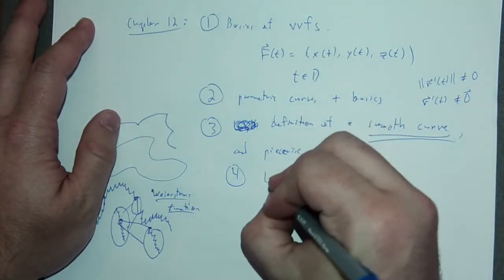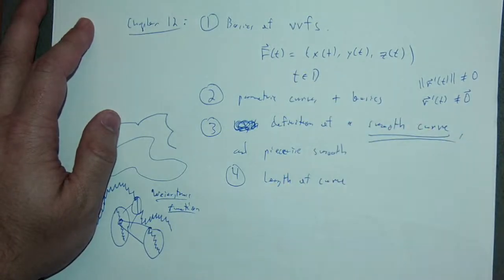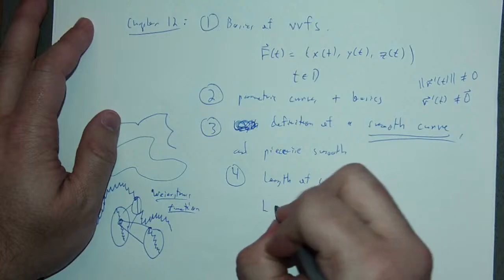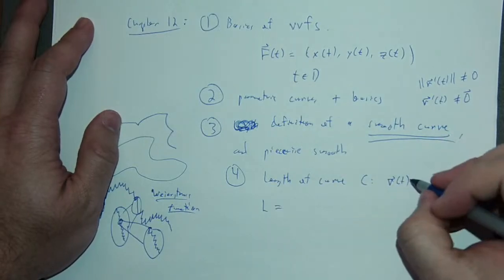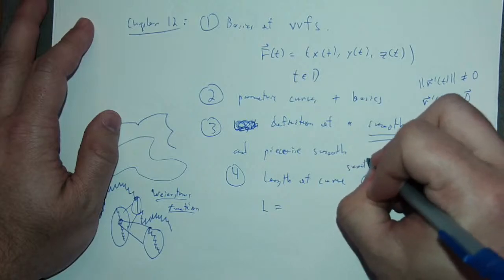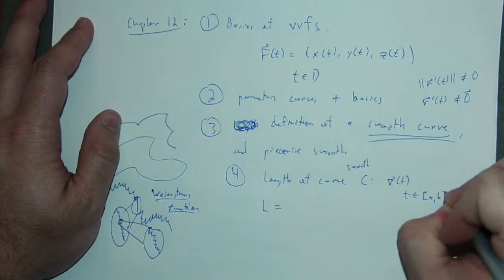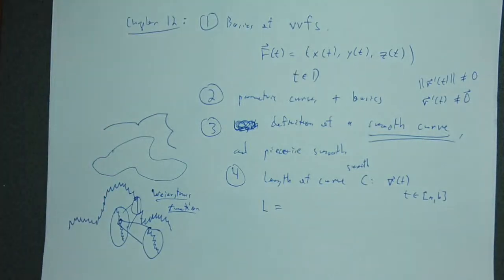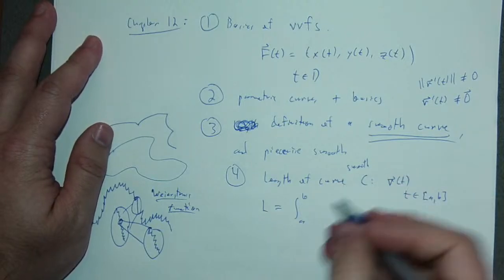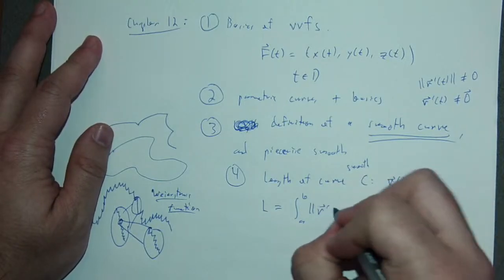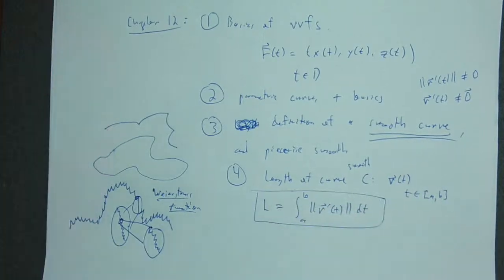You need to be able to find the length of a curve. So what's the length of a curve? If you have a curve C, it has parameterization r of t, it is smooth, that's what you need, and t belongs to the closed interval a to b. So maybe this is a closed curve, or maybe it's just a piece of a curve. In either case, the length is the integral from a to b of the length of r prime of t dt. So this is the length of the full curve.